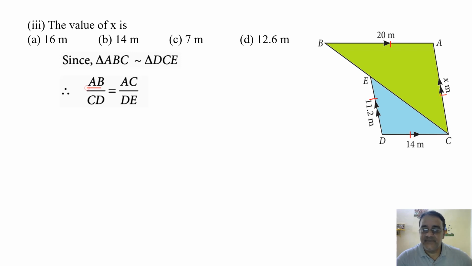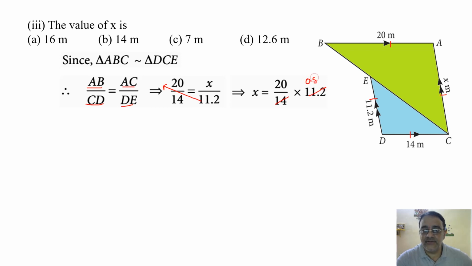Now AB is given 20, CD is given 14, we have to find AC which is x, and DE is 11.2. Substitute. Now 11.2 we will shift here. So we get x is equal to 20 by 14 into 11.2. Right? So 14 cancels with 11.2 to give 0.8, because 14 into 8 is 112. So 20 into 0.8 we get 16. It is not centimeter, it is meter. The correct option is A. Any doubt? No, sir. Right. So now we are moving toward the next question.